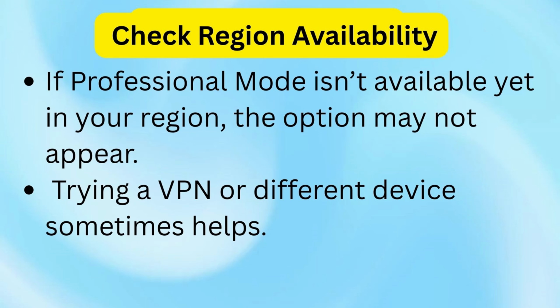And step 6 is check region availability. Facebook rolls out features slowly in some countries. If professional mode isn't available yet in your region, the option may not appear. So trying a VPN or different device sometimes helps.